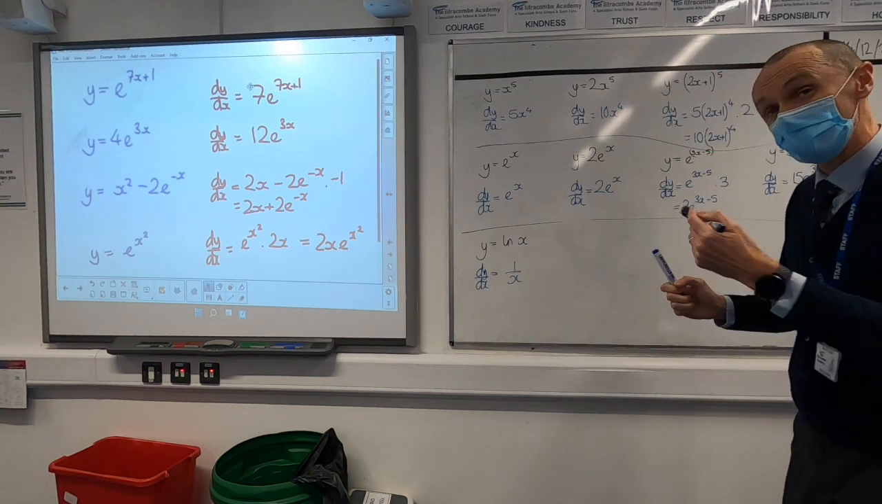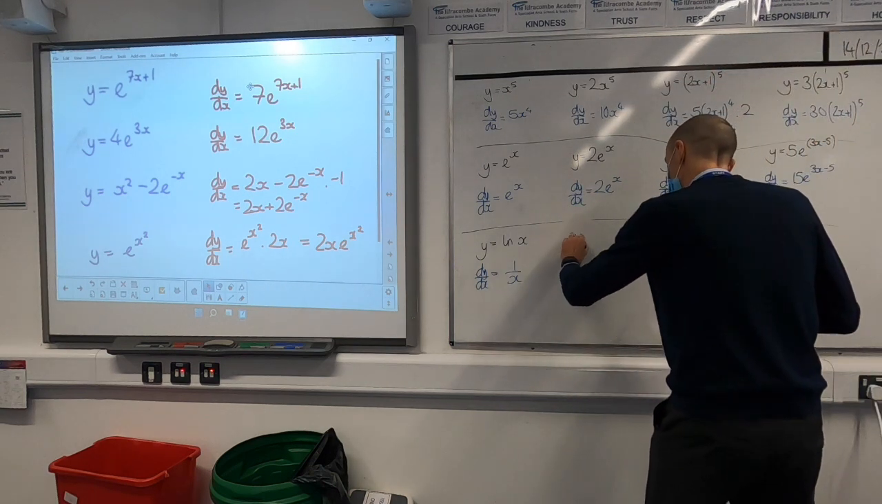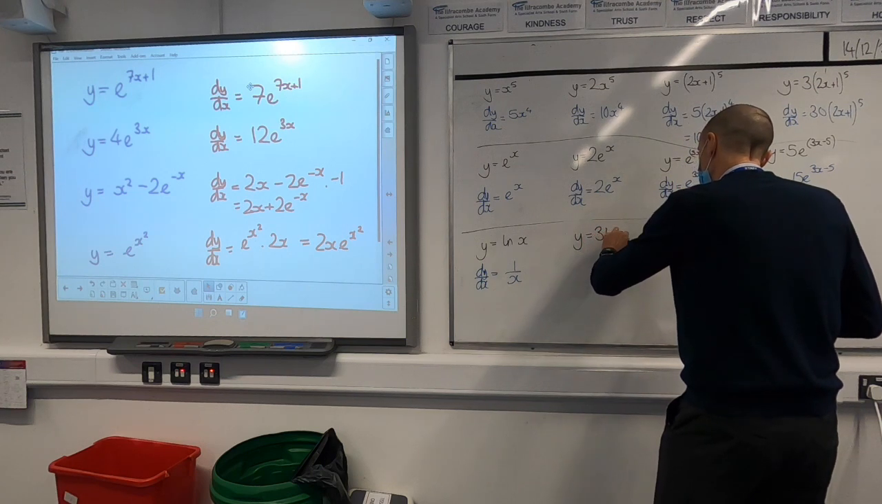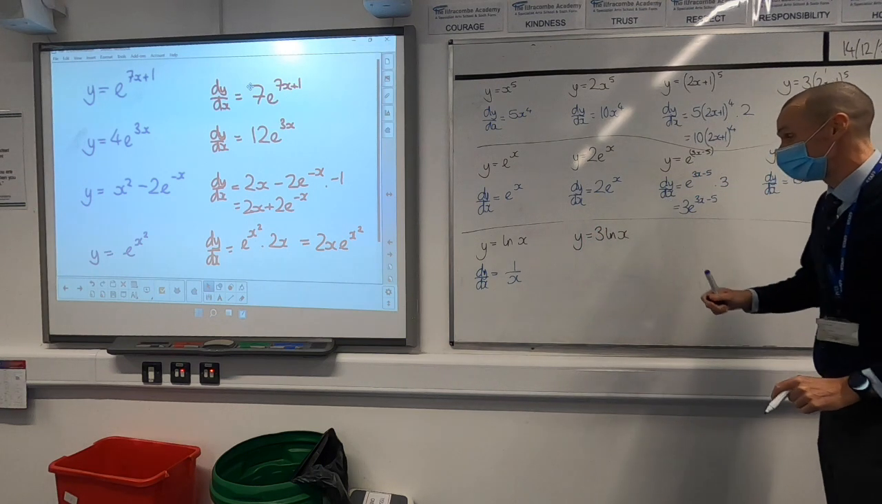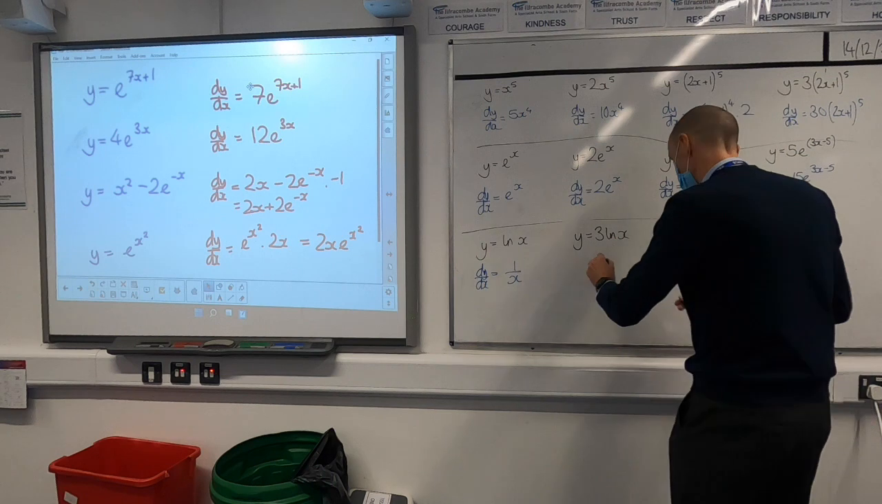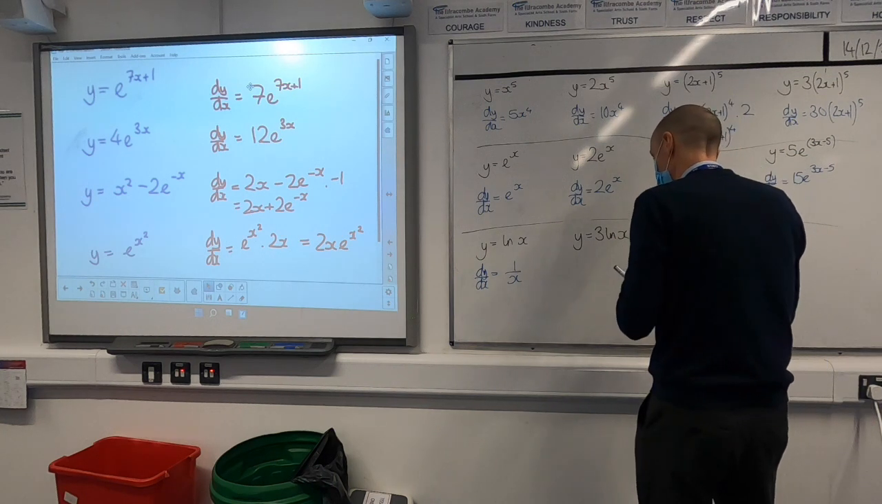So what if you've got a coefficient out the front? Well, you just get 3 times that, which I'm going to write as 3 over x.